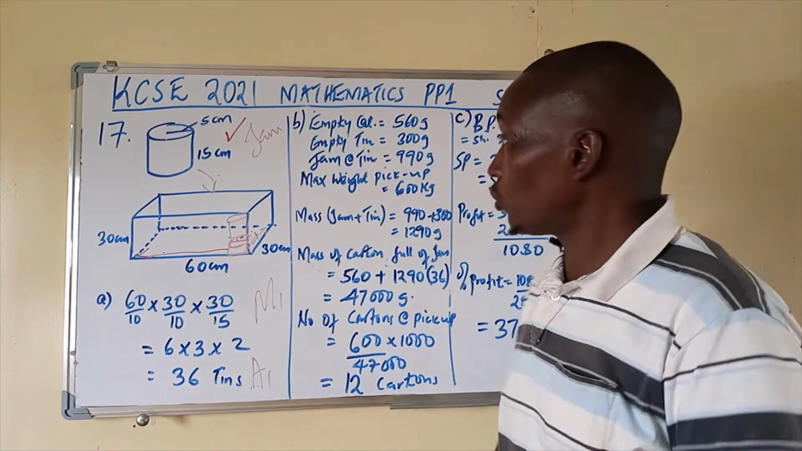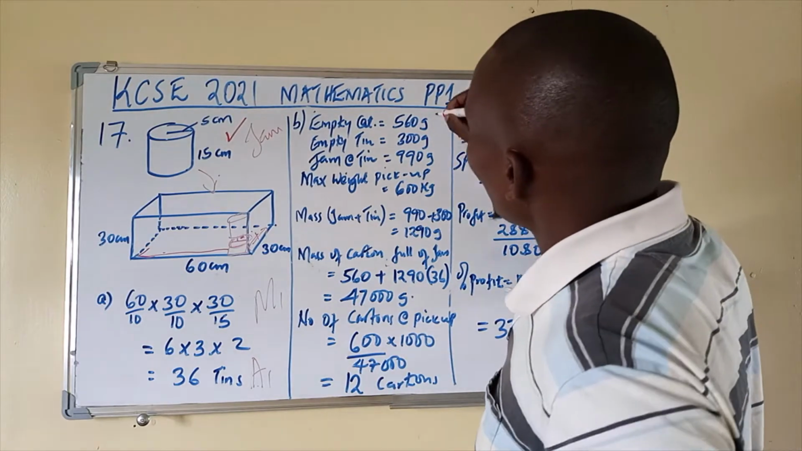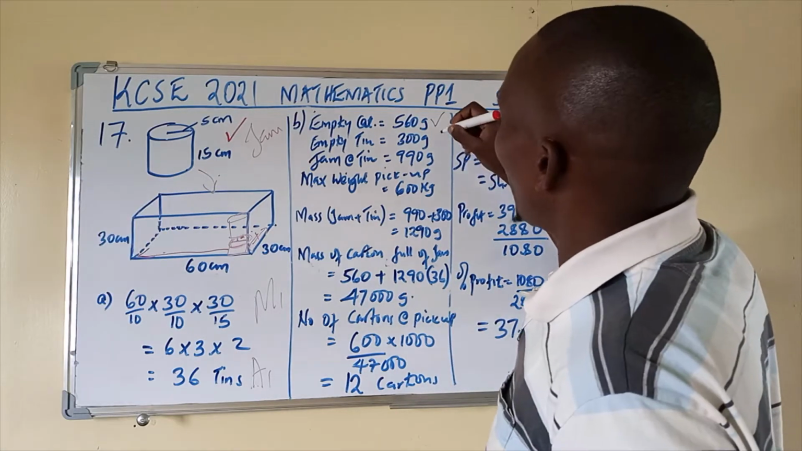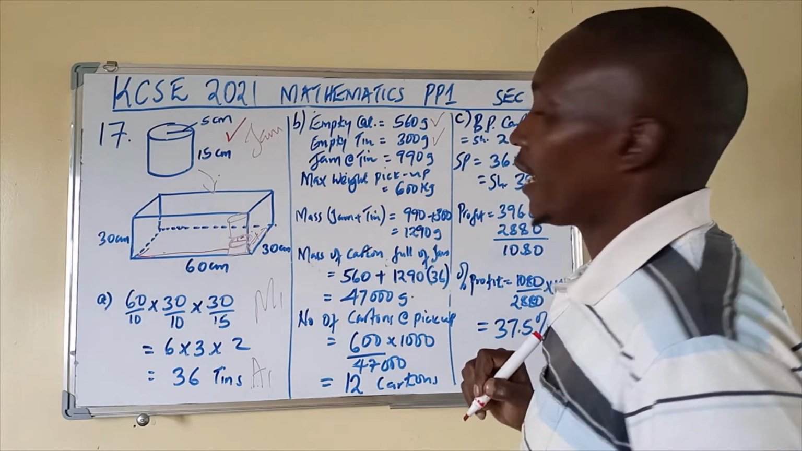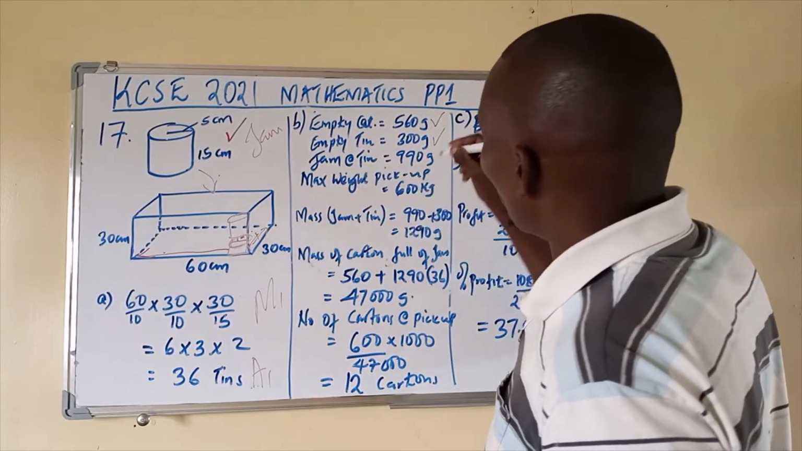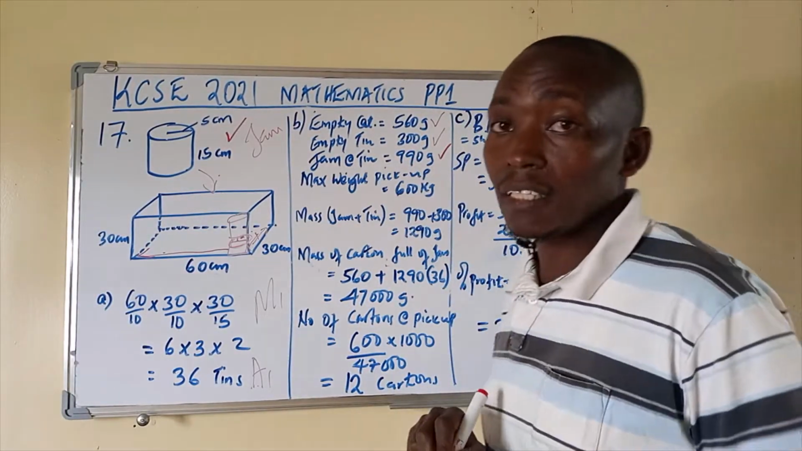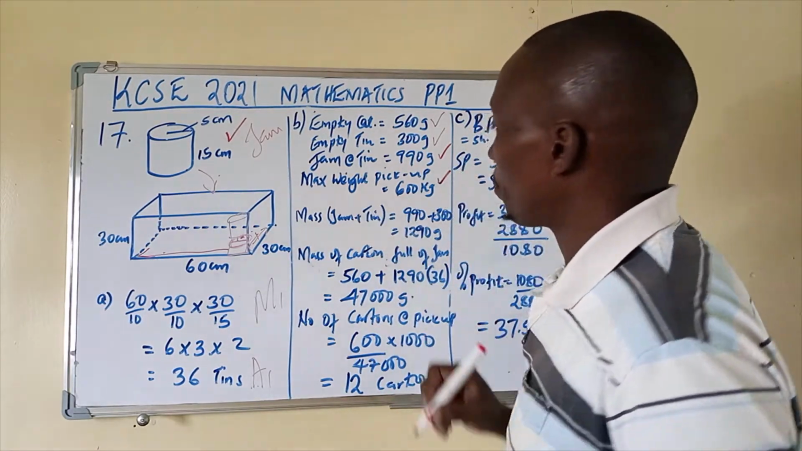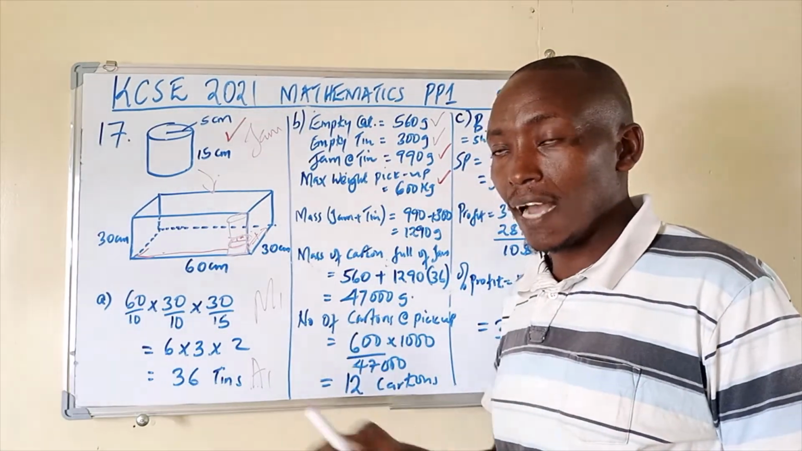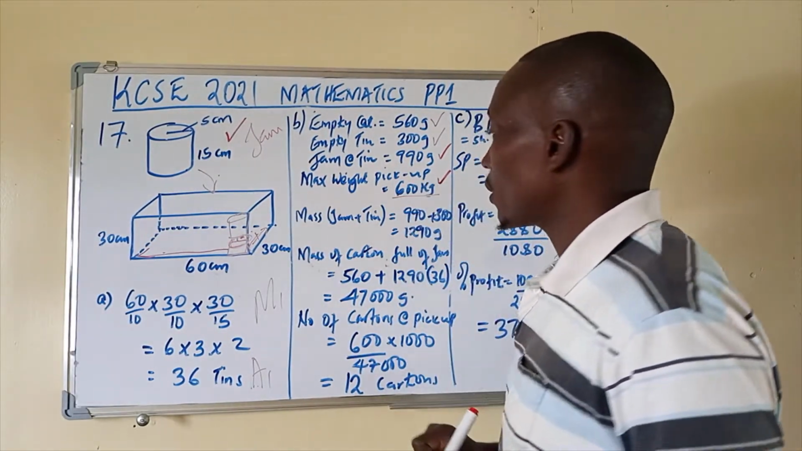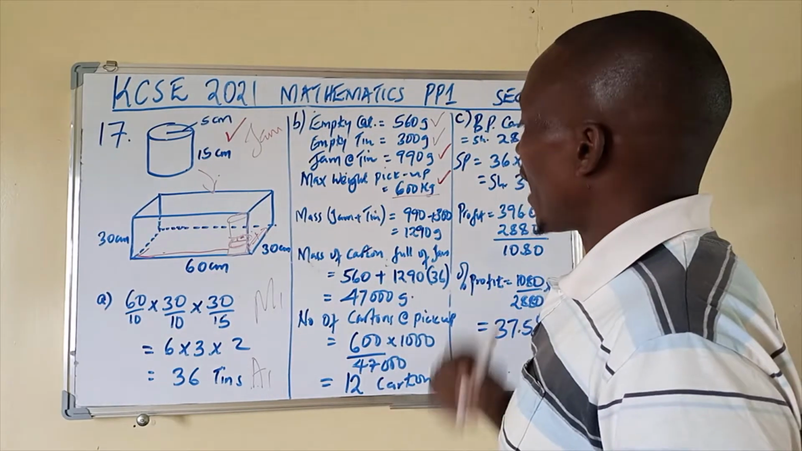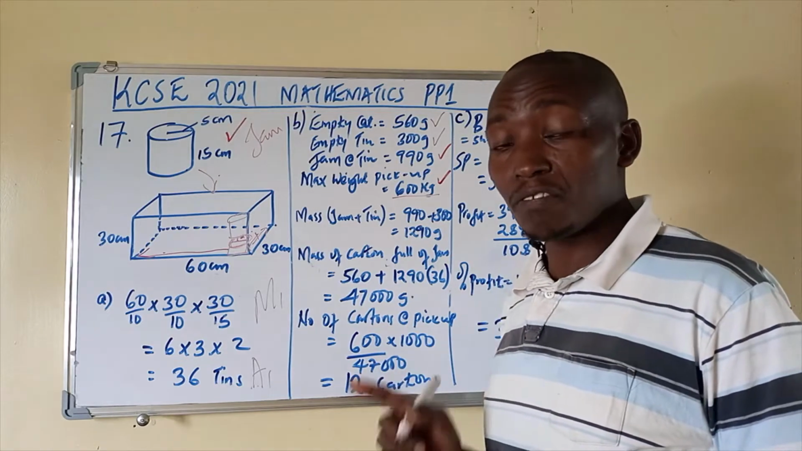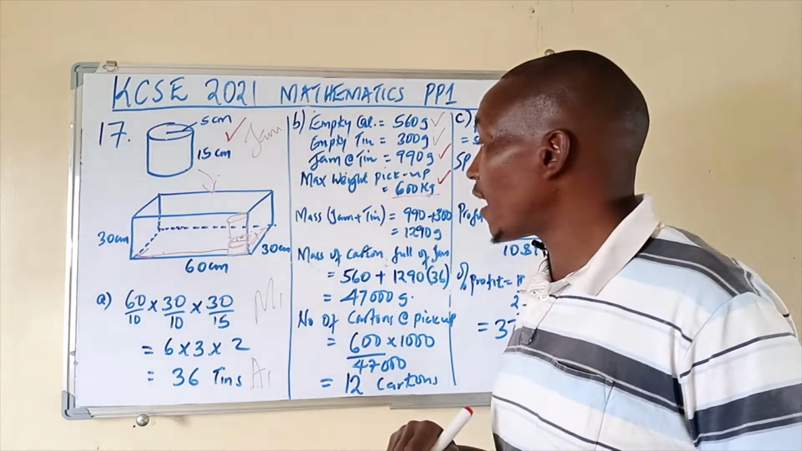Part B of this question, you're given that an empty carton has a mass of 650, then an empty tin, 300 grams. The jam that is packed in one tin is 990 grams. You are also told there is a pickup that is used to transport the jam and can carry a maximum of 600 kgs. Now, the question is, you determine the maximum number of cartons this pickup can ferry.